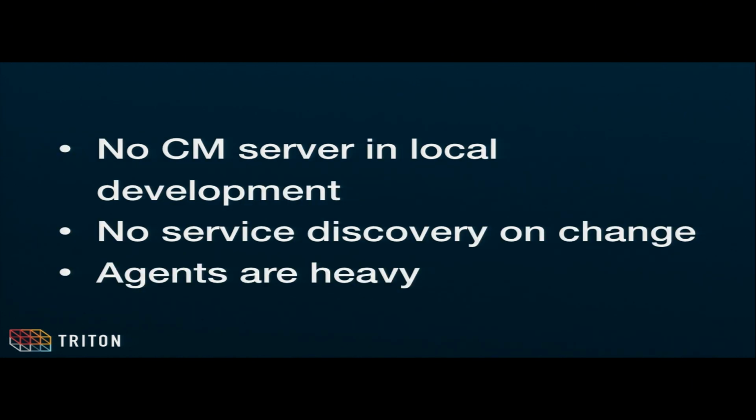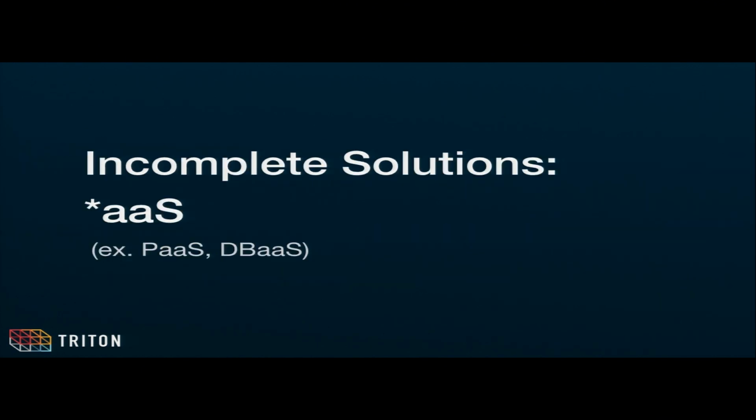Okay, so in the configuration management world, we've kind of broken the model that Docker gave us, right? We generally are not going to be running a CM server in our local development environment. Most of these tools don't have any way of doing service discovery on change. And the agents are very heavy, right? We wanted to ship just the application. So if I'm shipping a little Go binary or a giant Java application, I don't want to also ship the Ruby runtime with a C compiler, because you can't ship anything in Ruby or Node or Python without a C compiler attached to it too, right? So that's not what I want to do here.